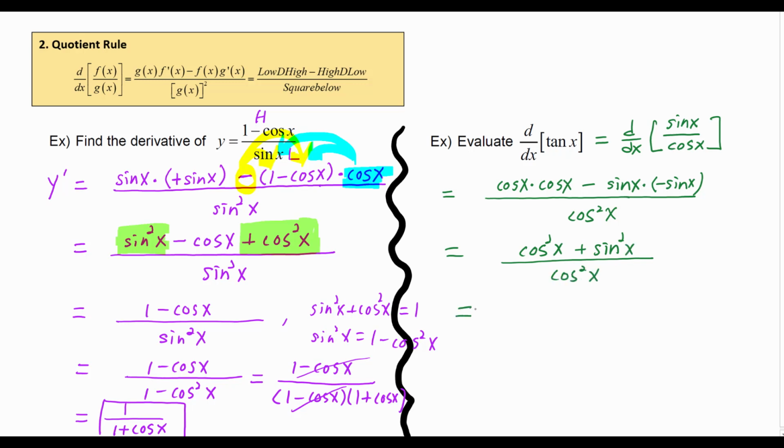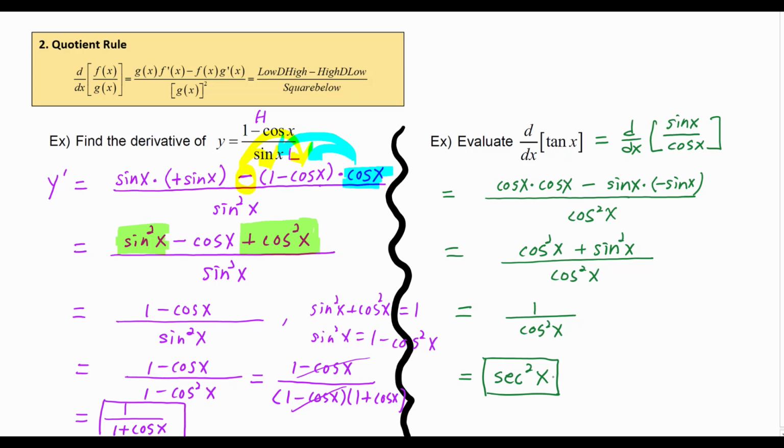Again, cosine squared x plus sine squared x is 1 over cosine squared x. But guys, what is 1 over cosine x? That's right, that's secant x. And this is 1 over cosine x times 1 over cosine x. So it is secant squared x. Yay! So you now have the formula for derivative of tangent x.